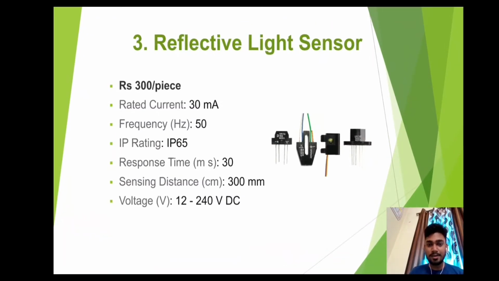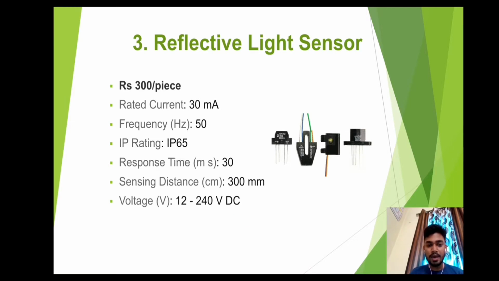Our third light sensor is the reflective light sensor. This is the image of the sensor, showing examples from different angles. The price of this sensor is 300 rupees per piece, and the rated current is 30 milliampere. The frequency on which it works is 50 Hz in India, and the IP rating is IP65.